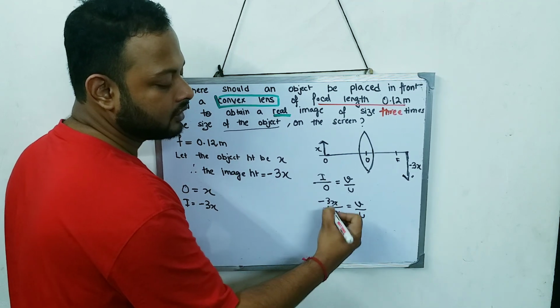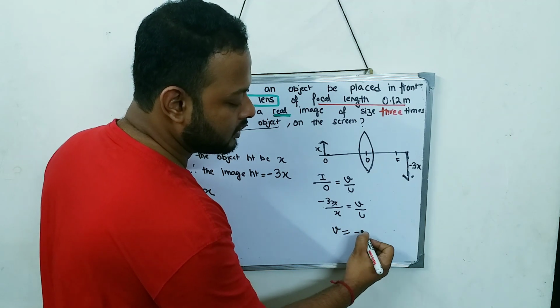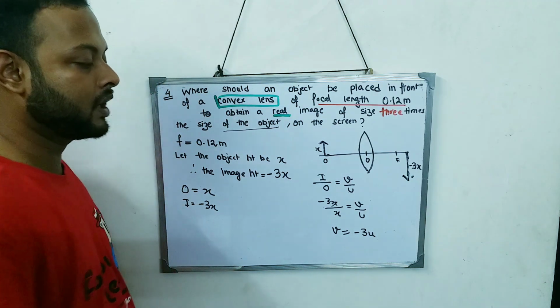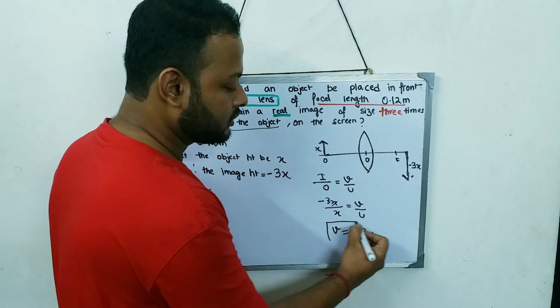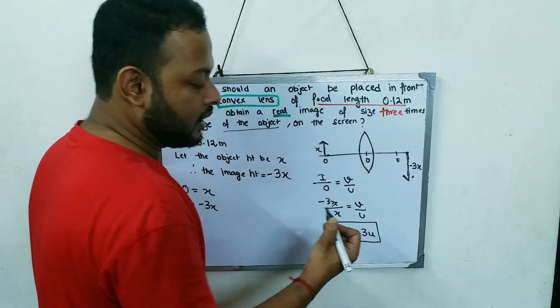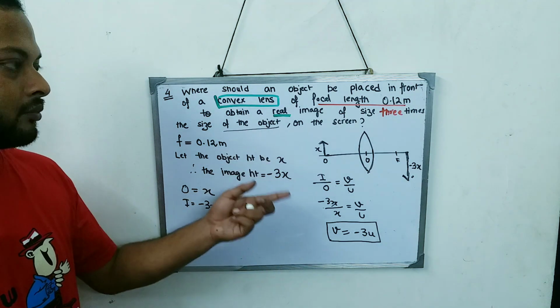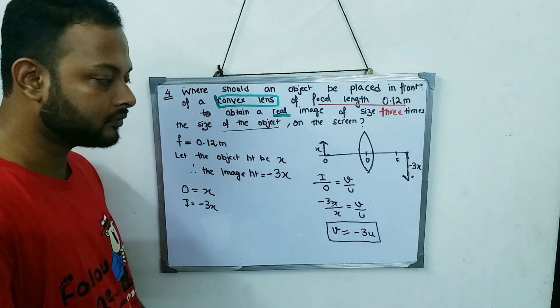Cancel. So ultimately I got V is equal to minus 3 times U. So V is equal to minus 3U, that is the relation I got. And this relation I will use to proceed with the sum. So this relationship is very, very important.